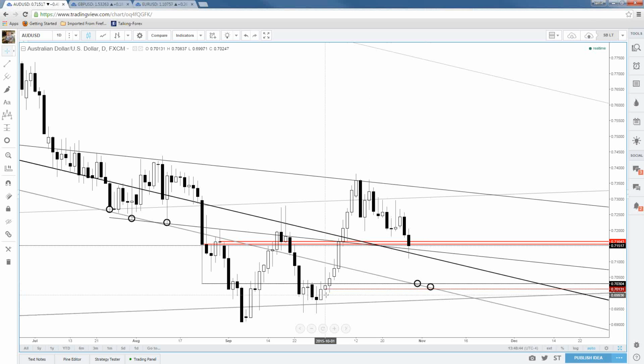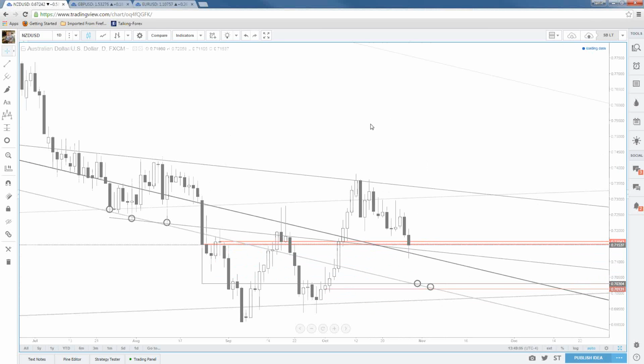And of course, the month ends on Friday. So that's what we're looking for. This is where I would be looking for big support in Aussie. Kiwi dollar.